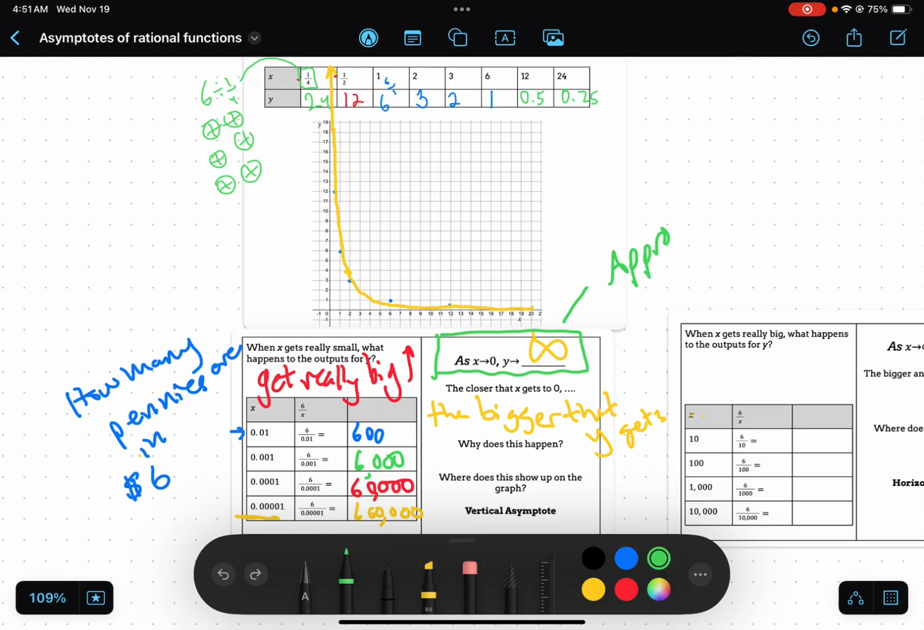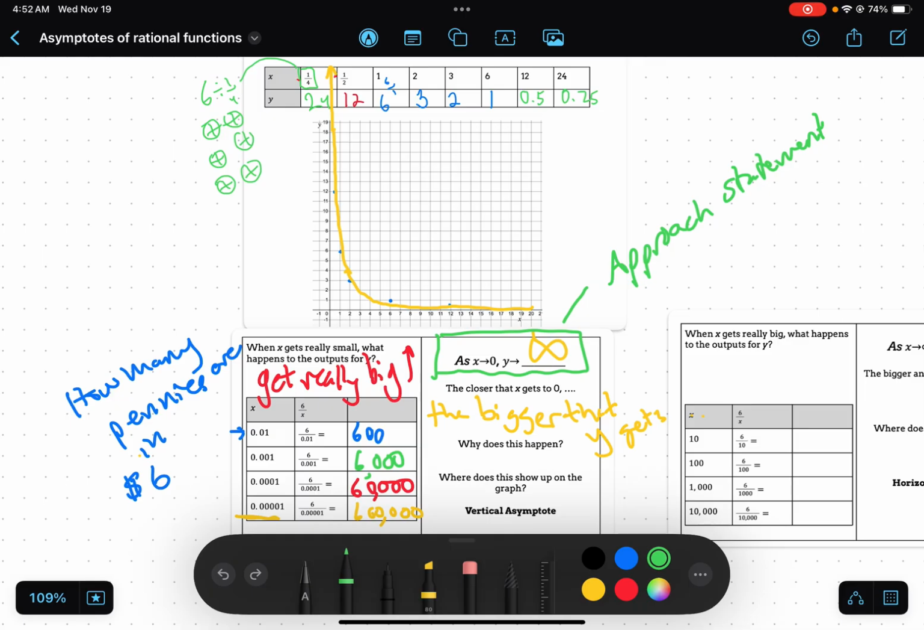This is definitely a pre-calculus concept and a calculus concept. So write that down, because we're going to be writing a lot of approach statements. This little arrow is saying as x gets closer to 0, y just shoots up to infinity. Why does this happen? It happens because when I'm fitting these tiny little numbers into 6, they fit in many, many, many more times.